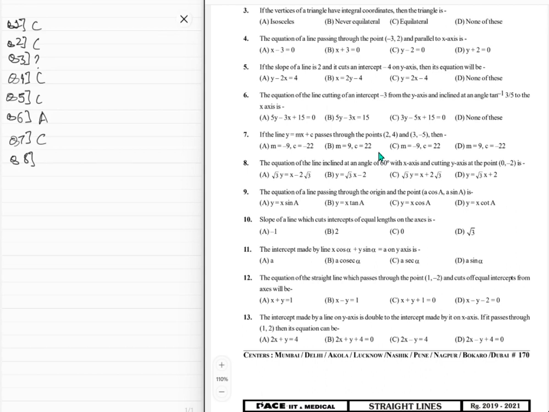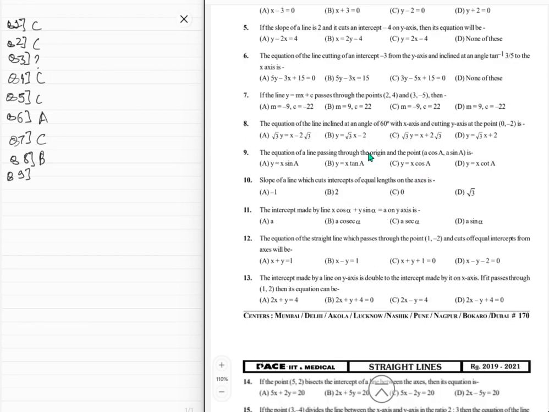The equation of line inclined at an angle 60 degree with the x-axis and cutting y-axis at the point 0, -2. So slope is square root 3, cutting y-axis at point 0, -2. So yeah, intercept is -2. y equal to square root 3x minus 2. That's B. These are very basic questions, not high quality.